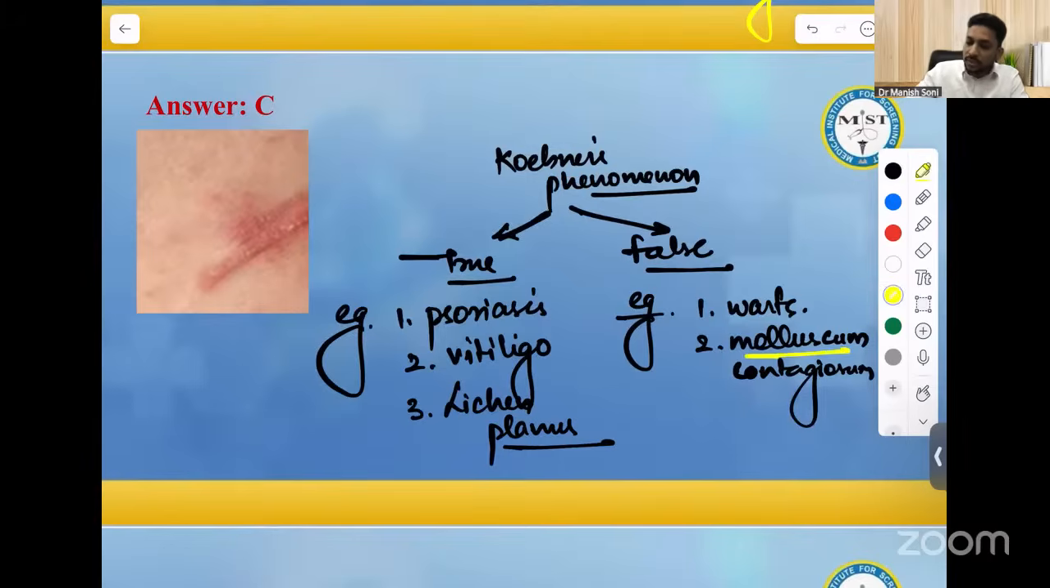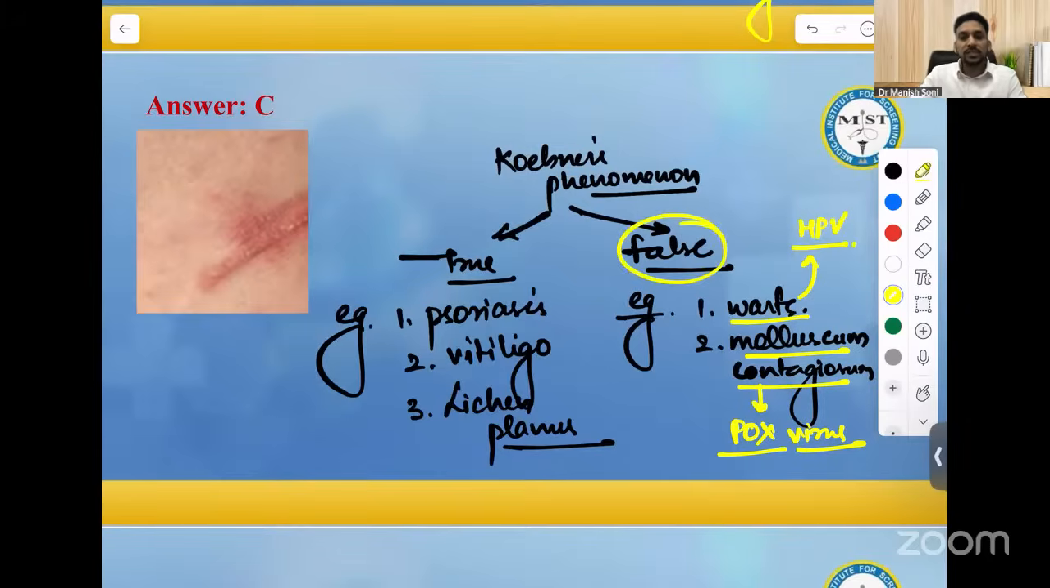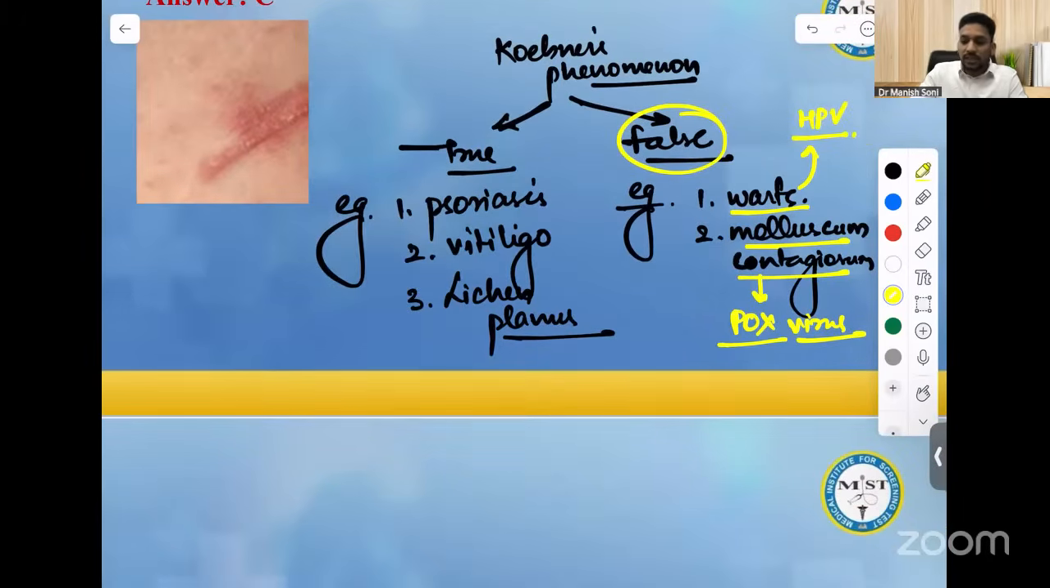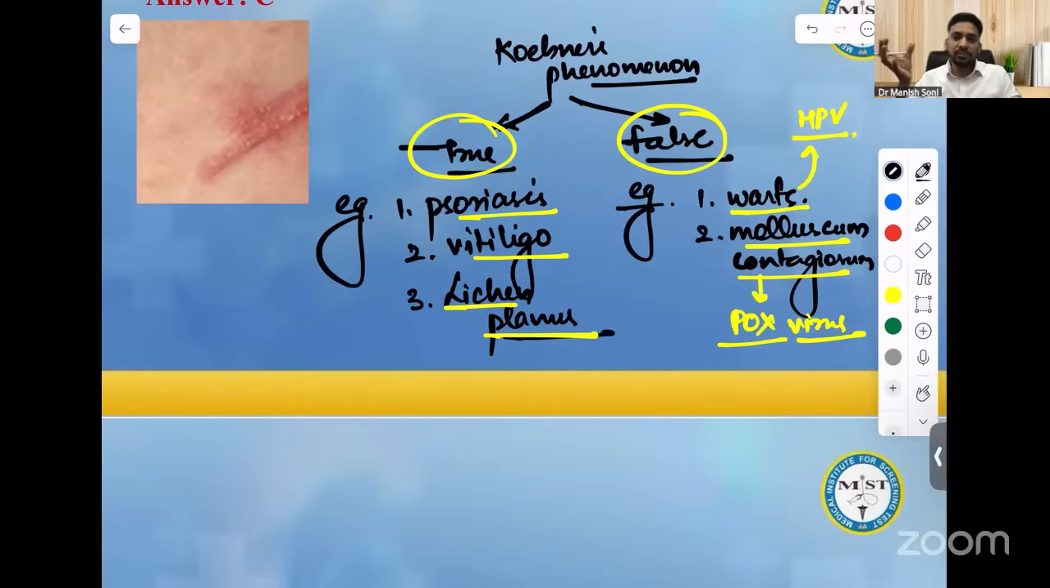Both these are infective conditions. As you know, molluscum contagiosum is caused by pox virus, and warts are caused by human papillomavirus. So in infective conditions like warts and molluscum, false Koebner's is seen, while in immunological conditions like psoriasis, vitiligo, and lichen planus, true Koebner's is seen. So it is easy to remember. If infective condition is mentioned, then it is false Koebner's. If immunological condition is mentioned, then it is true Koebner's. In both, the same thing is happening. That is, multiple lesions develop along the line of trauma. So they develop in linear fashion.